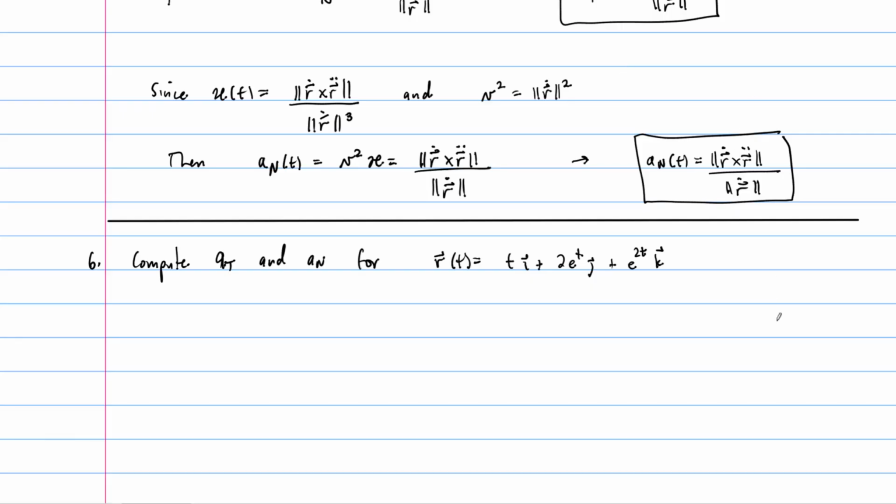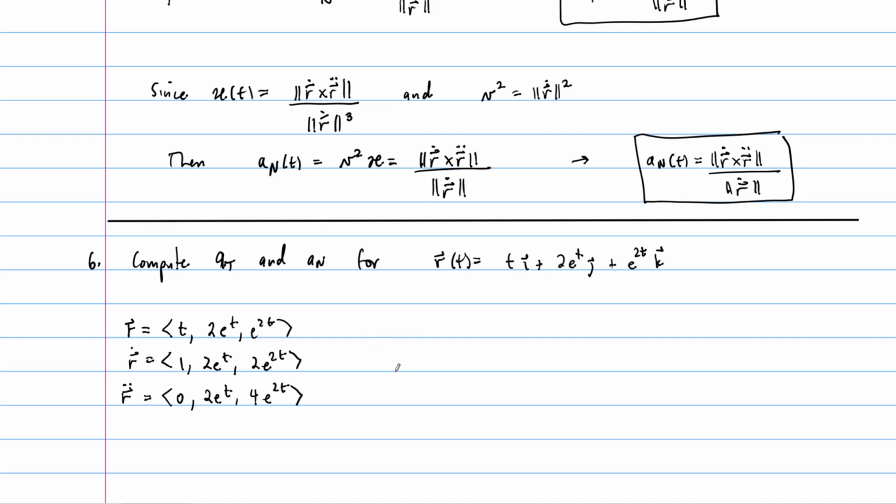All right, so let's see how we did. We are just going to plug into these formulas. So in these formulas, we just need to know r dot and r double dot, and then we can use those two formulas that we just worked out, right? So let's write r in angle bracket form to start with. It's going to be t, 2e to the t, and then e to the 2t. So r dot is then 1, 2e to the t, and then 2e to the 2t. And r double dot is going to then be 0, 2e to the t, 4e to the 2t.